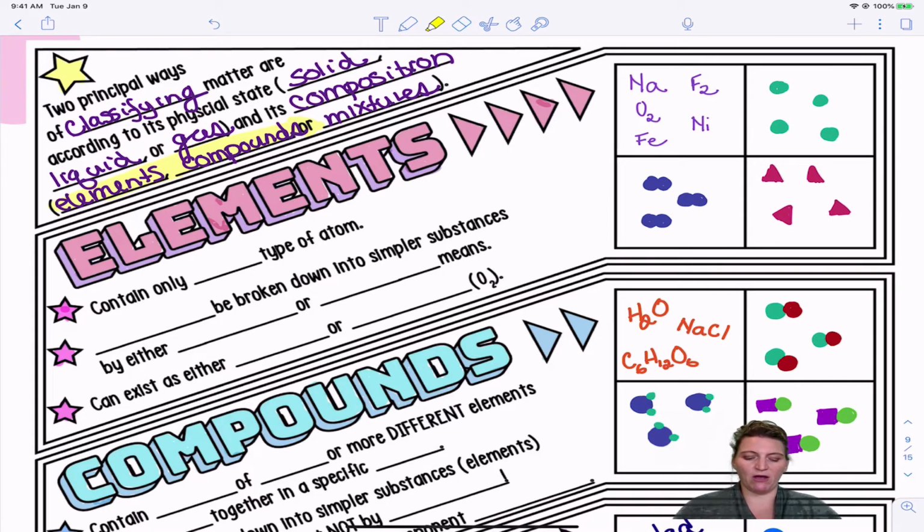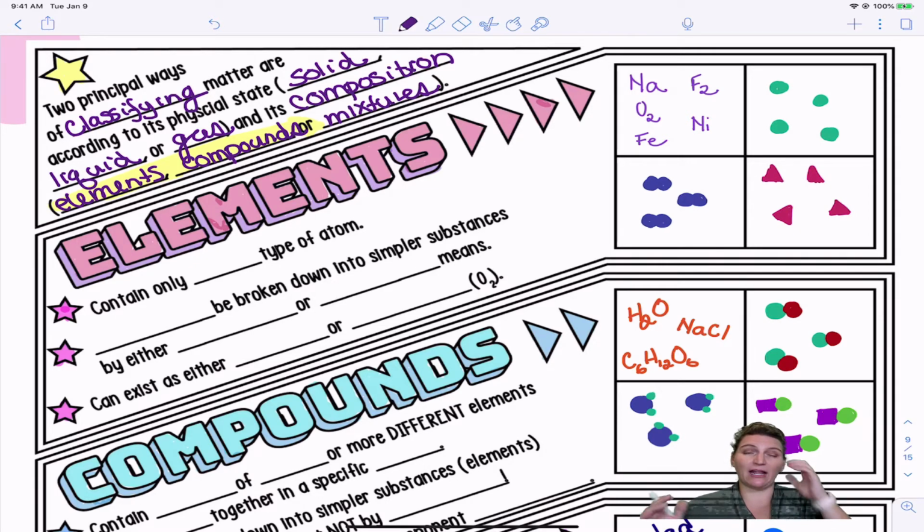So let's talk about what is an element. An element is going to consist of only one type of atom. How do we classify what makes an atom of one type different from another? We're going to learn that in a few more chapters, but basically it's the number of protons in it. So it has to consist of one type of atom and cannot be broken down by either chemical or physical means. To break down an atom, that would be like a nuclear reaction to break it up into its component protons, neutrons, and electrons.